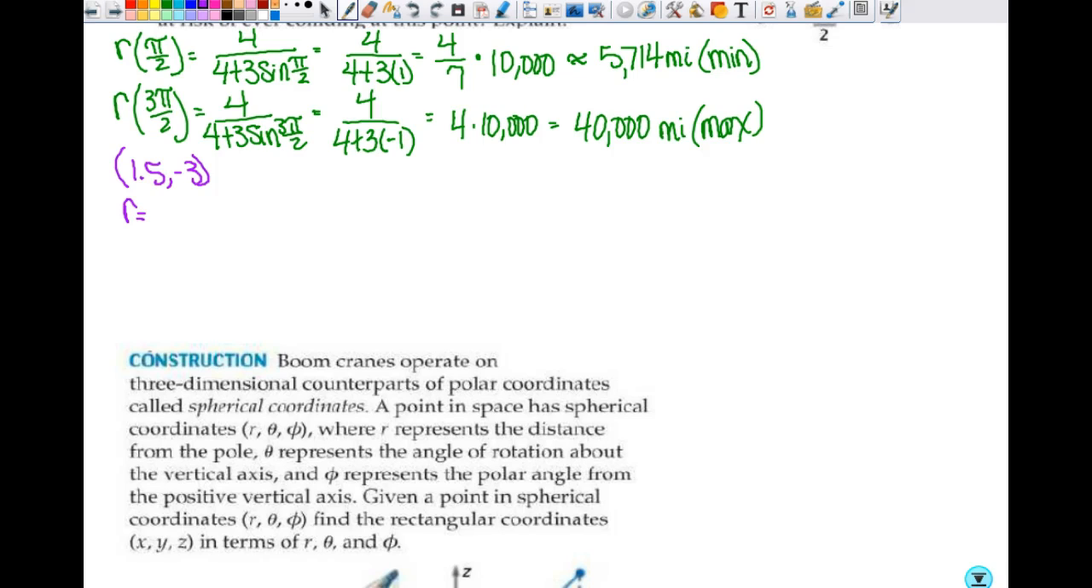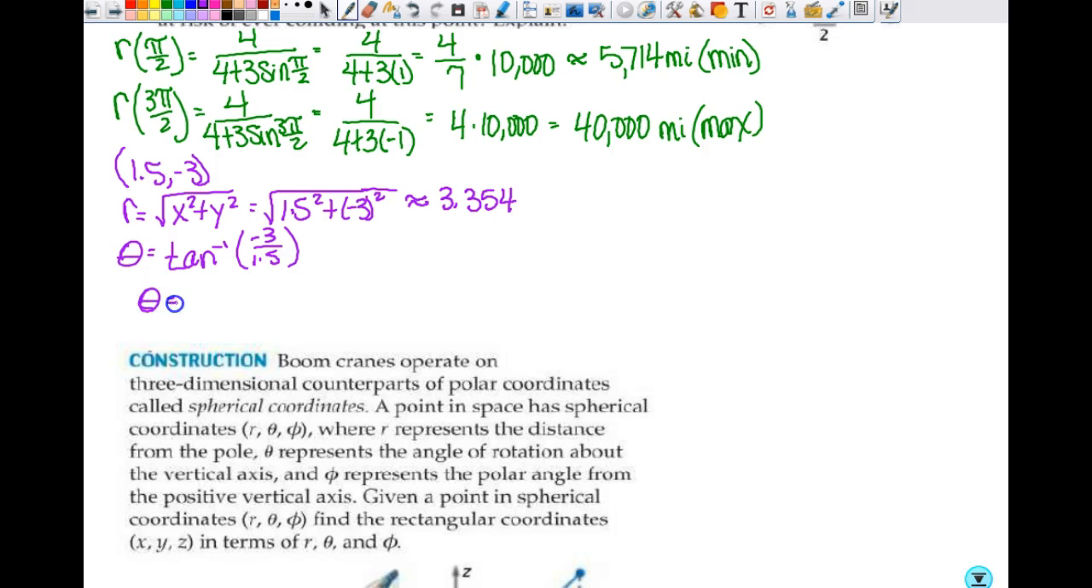Square root of what? Isn't it just the Pythagorean theorem? Square root of x squared plus y squared? So that's the square root of 1.5 squared plus negative 3 squared. So that's going to give you, I'll just give you that one too, 3.354. So that's the radius. I need theta. How do I find theta? Tangent inverse of y over x.